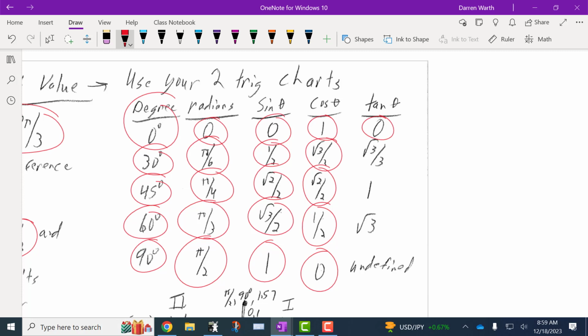For tangent, when I take 0 divided by 1, I get 0. 1/2 divided by the square root of 3 over 2, I flip. The 2's cancel. Rationalize, get the square root of 3 over 3. Take the square root of 2 over 2 divided by the square root of 2 over 2, which is 1. Square root of 3 over 2 divided by 1/2, I flip, the 2's cancel, get the square root of 3. And 1 divided by 0 is going to be undefined.